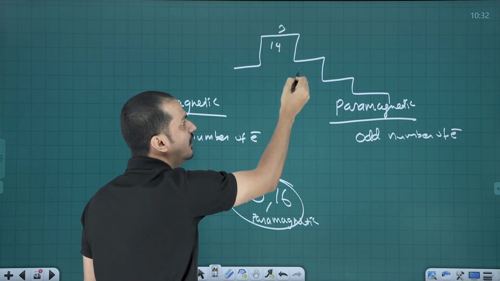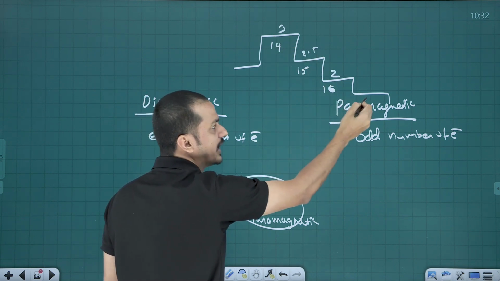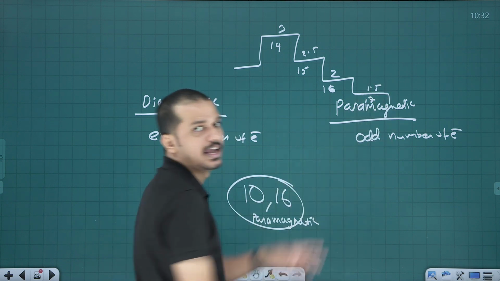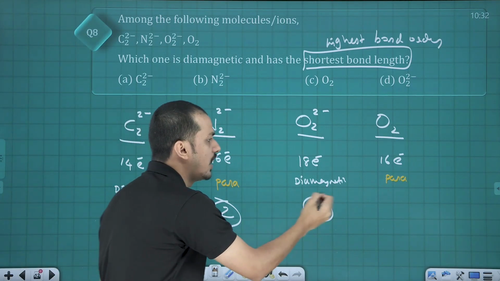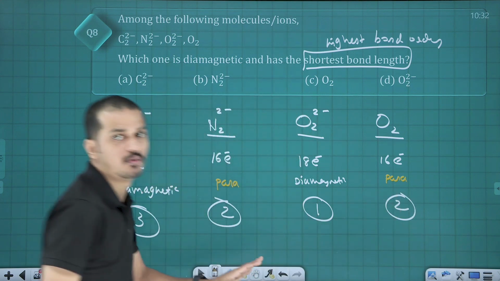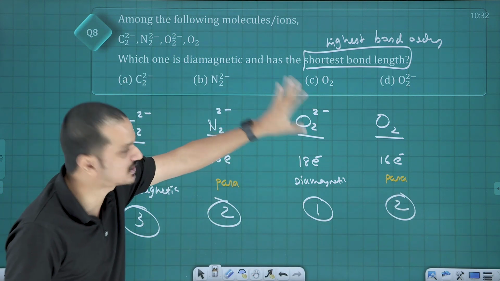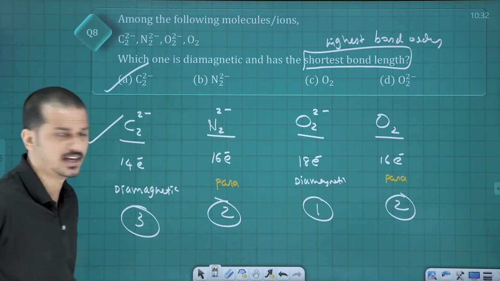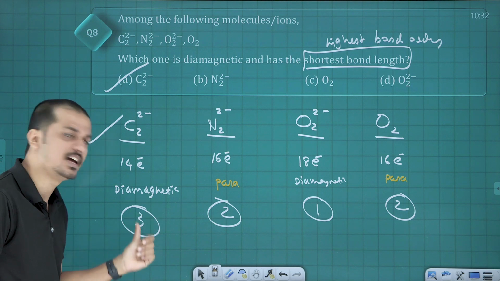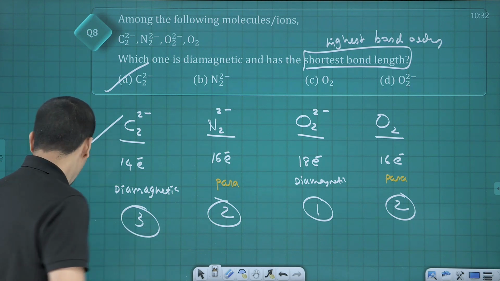14 means 3, 15 means 2.5, 16 means 2, 17 means 1.5, 18 means 1. That idea we know. So anyhow, what's the question they are asking? Which one is diamagnetic and has the shortest bond length? The option is C2 2 minus. Why? Because it is diamagnetic as well as bond order is 3. Ready? Clear? Okay.